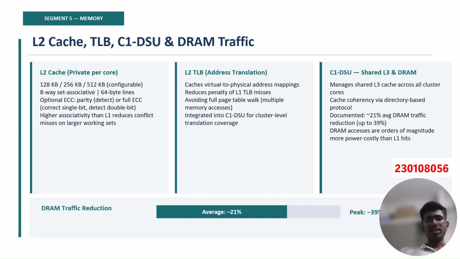And now coming to the C1 DSU, shared L3 and DRAM. It manages the shared L3 across all cluster cores. It maintains coherency via a directory-based protocol. DRAM accesses are orders of magnitude more costly than L1 hits. And the C1 Nano processor reduces the DRAM traffic. On average, it reduces DRAM traffic by 21%, and at its best, it can reduce DRAM traffic by 39%.